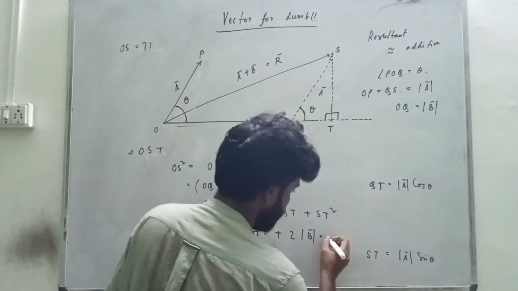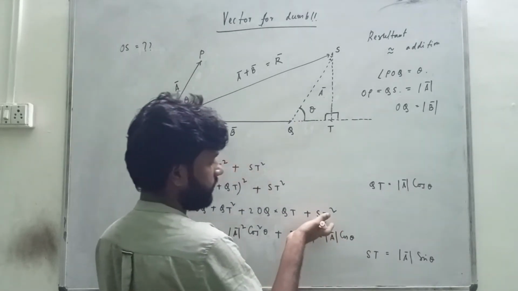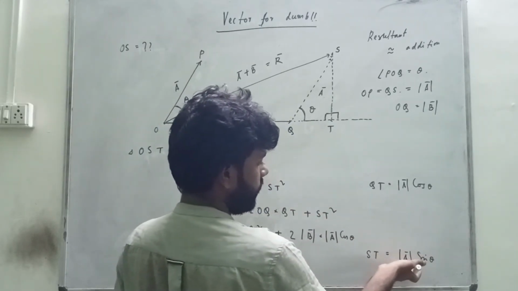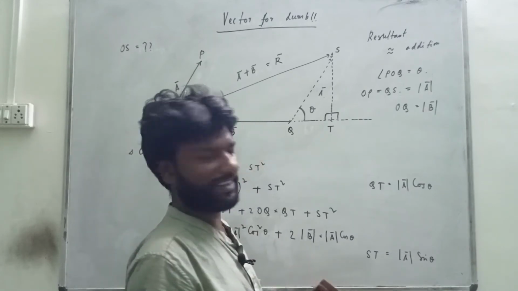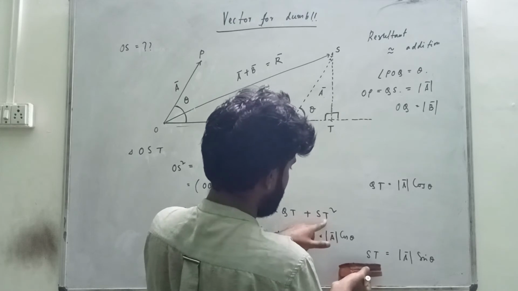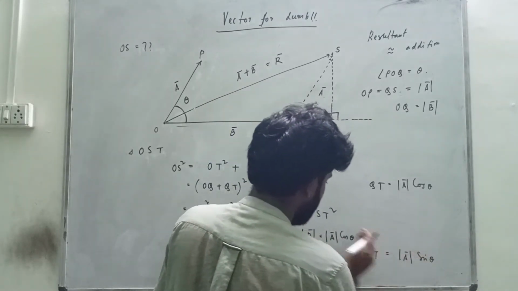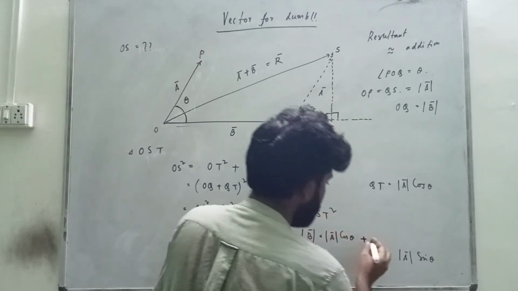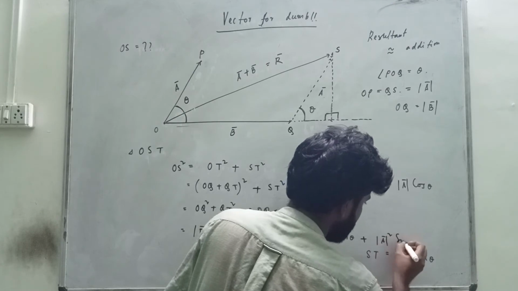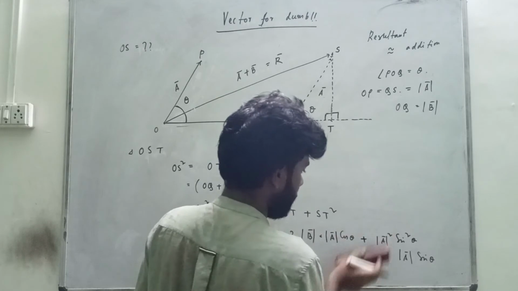QT means the modulus of A times cos theta. And here is the last term, ST squared. ST means modulus of A sin theta. It's a very simple thing. Just place ST from here to there. So ST means modulus of A sin theta here. Just plug it in here. So it's the modulus of A squared sin squared theta. Very simple. Now I erase all this.